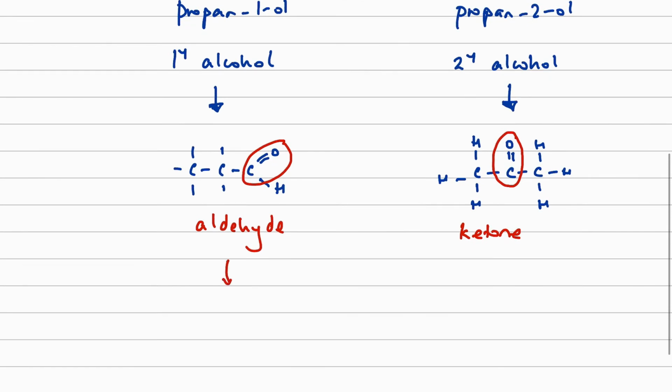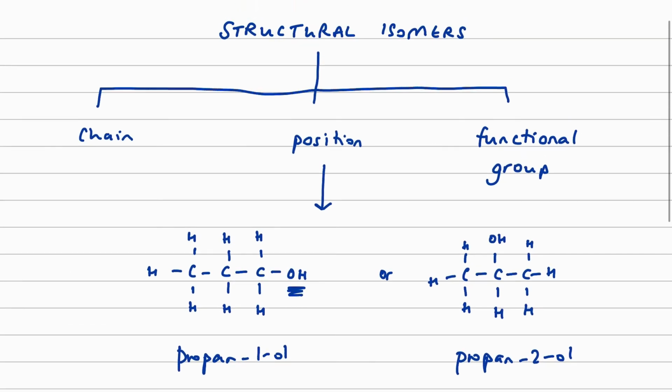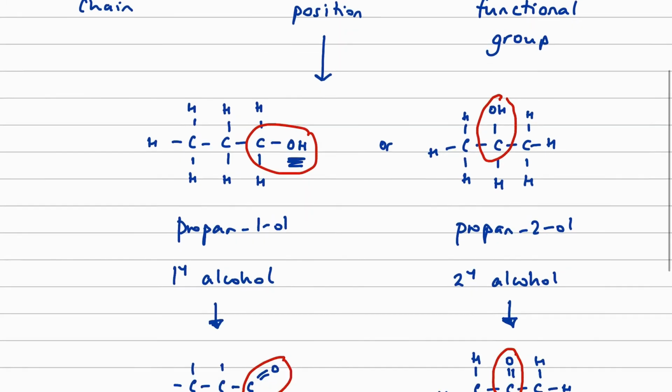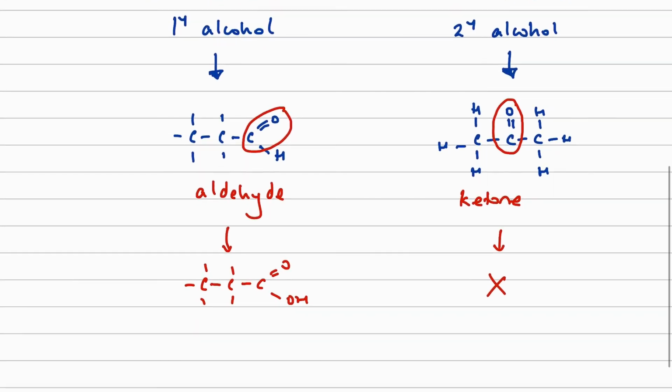Aldehydes can be further oxidized to form carboxylic acids. Ketones can't be further oxidized. So when we're talking about position isomerism, we're looking at where the functional group is in the molecule. It will have a small effect on physical properties, but it may have quite a considerable effect on chemical properties, particularly further down the line if we are doing a series of reactions.